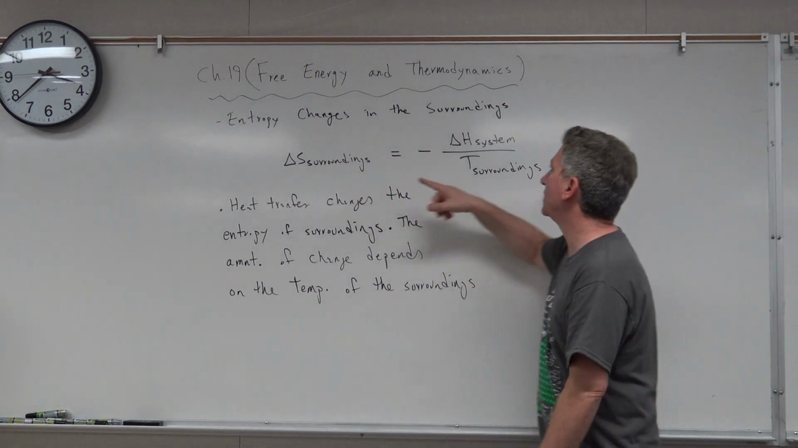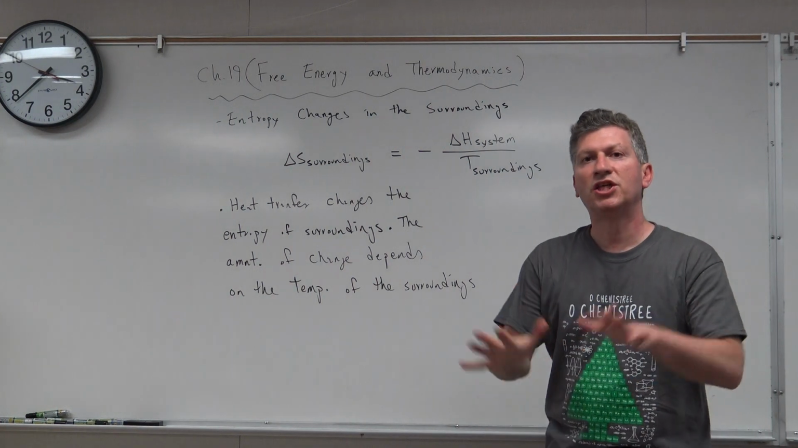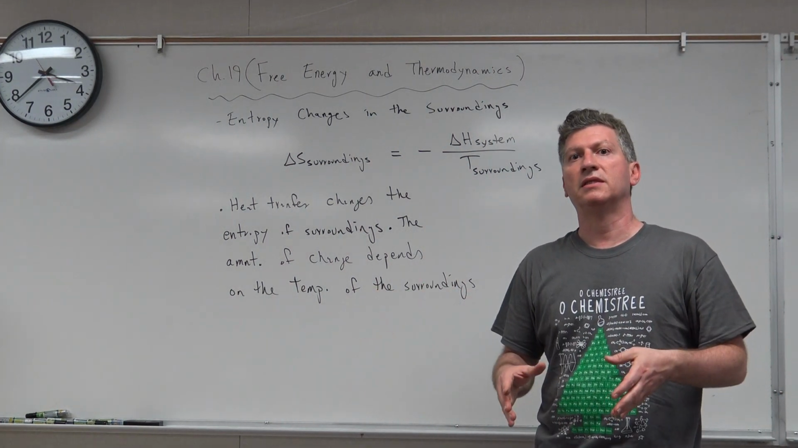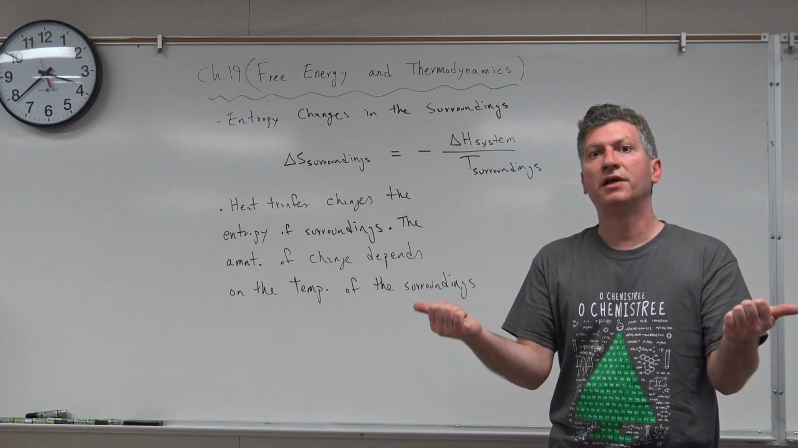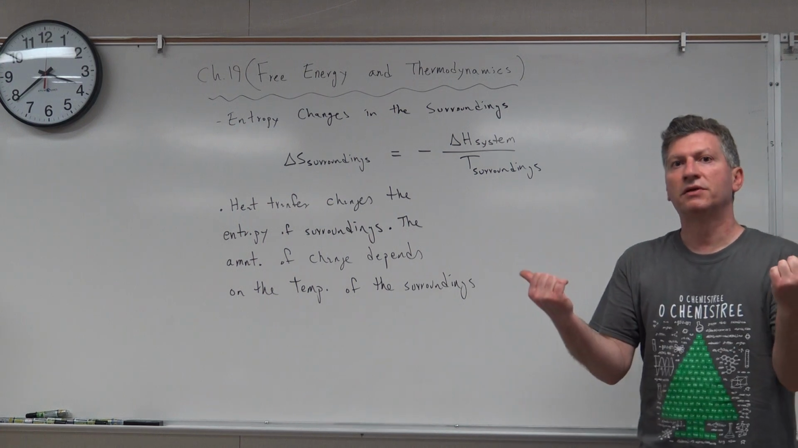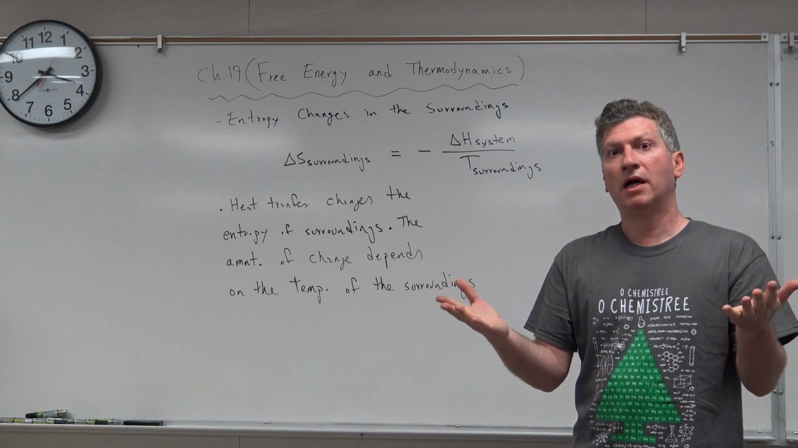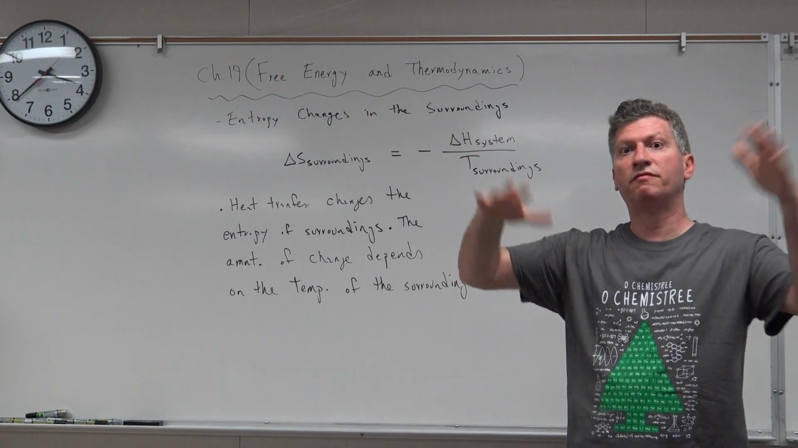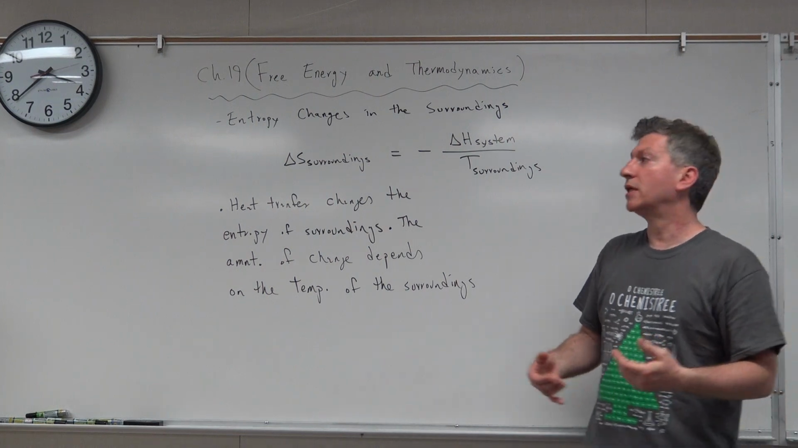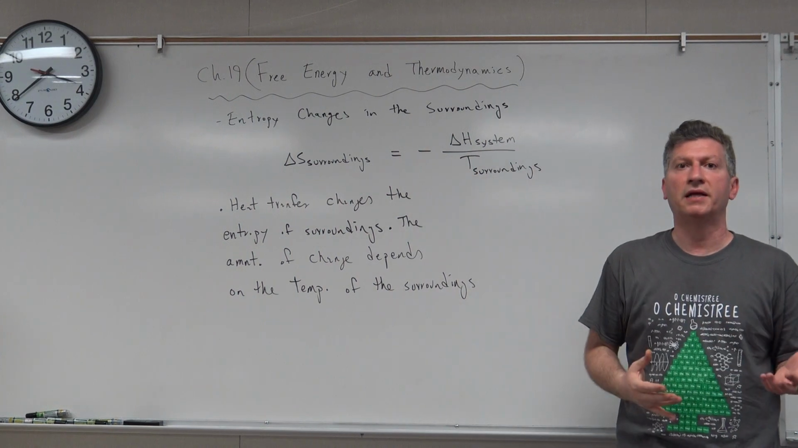So delta S surroundings is equal to minus delta H system over T surroundings. The way we affect the entropy of the surroundings as a result of what happens in the system is by either transferring heat to the surroundings or absorbing heat from the surroundings. So if you transfer heat to the surroundings, then delta H system is negative. But if you transfer heat to the surroundings, things move faster, so you have higher possible energy states, therefore you have higher entropy. So delta S surroundings should be positive. That's why we put a negative here, so that the sign works.